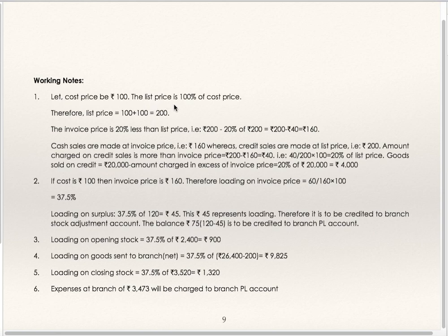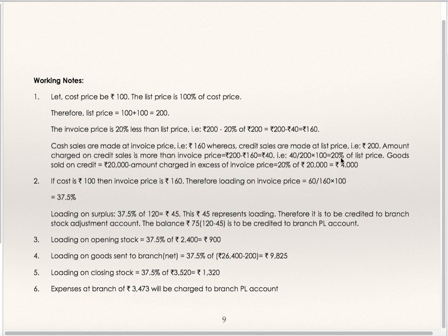See, when your list price is 200, your invoice price is 160. Credit sales are at list price. If you want to find out what is the invoice price of credit sale, how will you do it? 20,000 divided by 200 multiplied by 160. So invoice price of credit sales will be 16,000. List price of credit sales is 20,000. 20 minus 16, 4,000 is excess over invoice price.